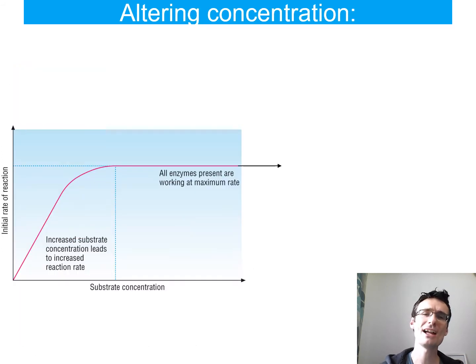So how else could we change the rate of enzyme reaction other than temperature and pH? Well, we could alter the concentration. So if we have a look at this graph before I put any writing up, you need to be able to read these graphs and read them quite clearly.